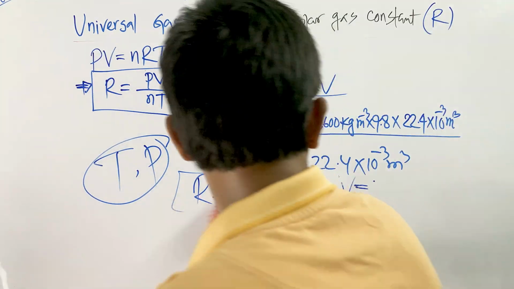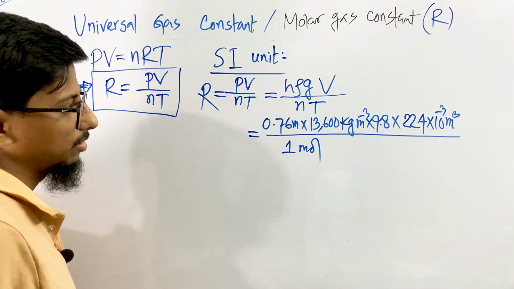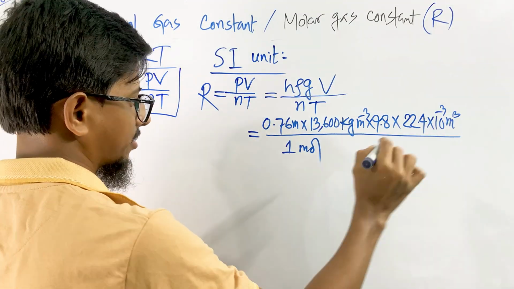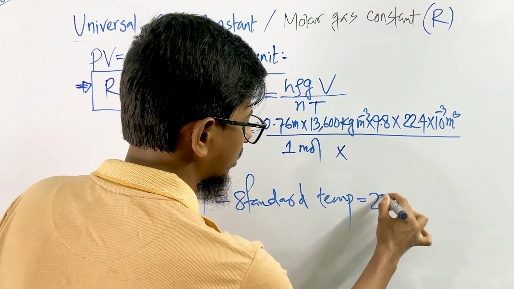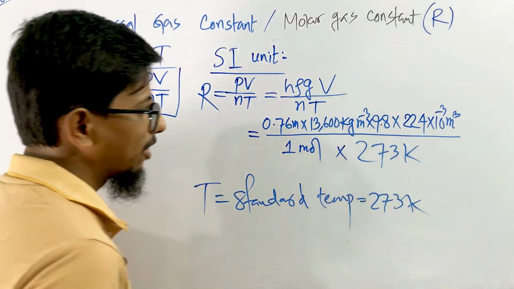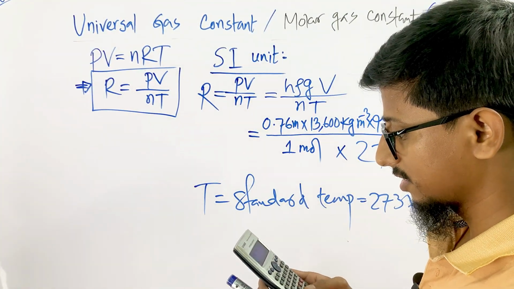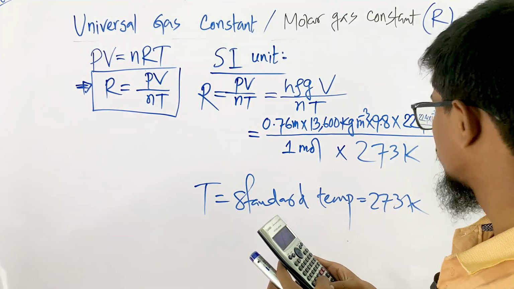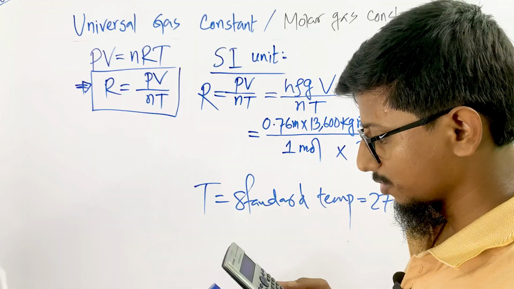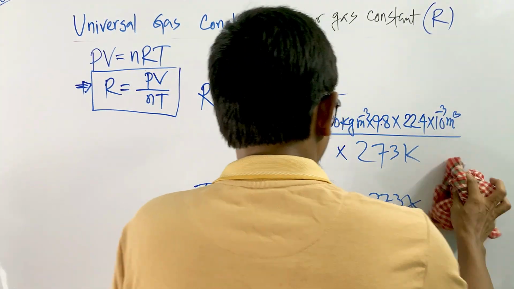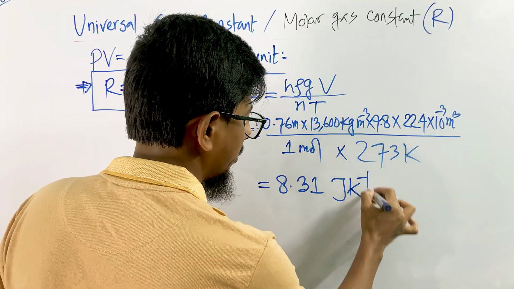Here n is the mole number, and in the standard case, in order to find the value of R, we take n equal to 1 mole always. T is the standard temperature, and we know standard temperature is nothing but 273 Kelvin. Now you use a calculator to find all the values. Let me put all of this in a calculator: 0.76 times 13,600 times 9.8 times 22.4 times 10 to the power minus 3 divided by 273. So the value is 8.31. The value of R in SI unit is 8.31 joule per Kelvin per mole.